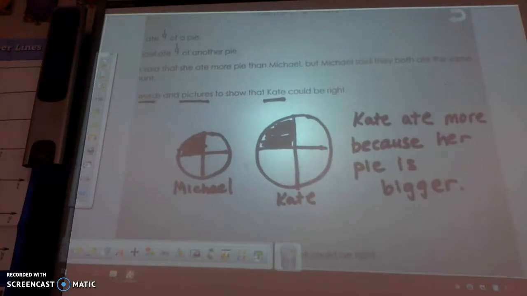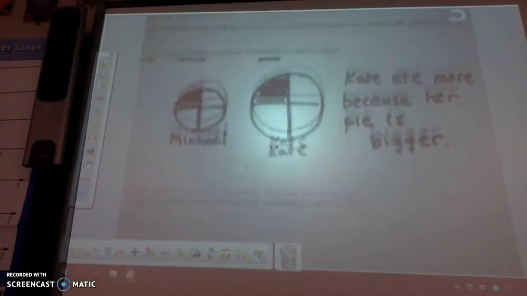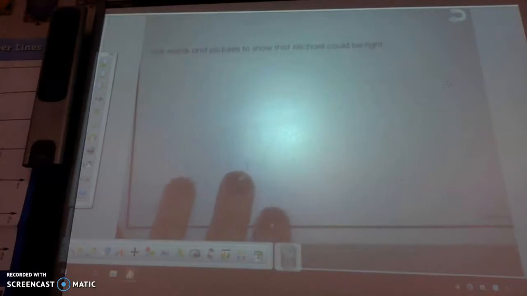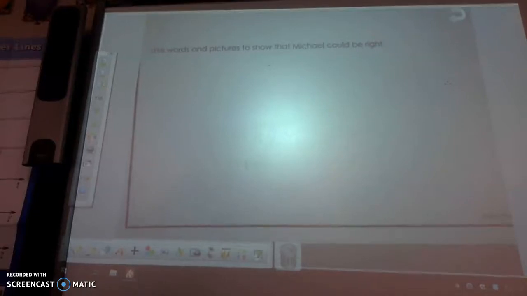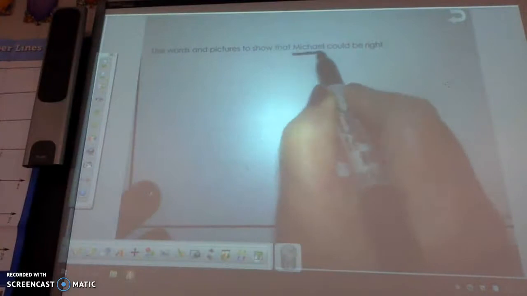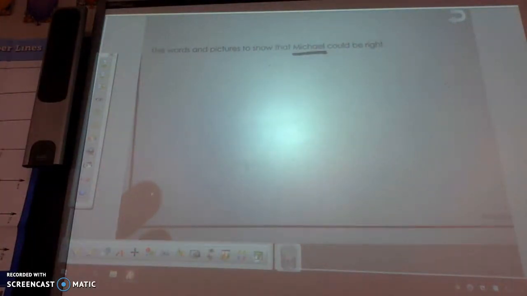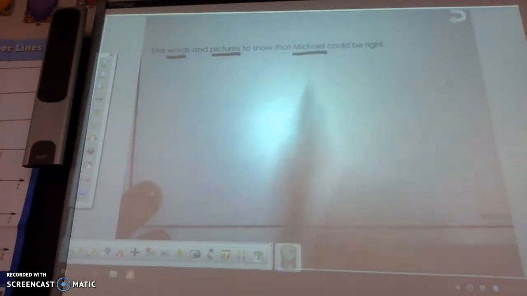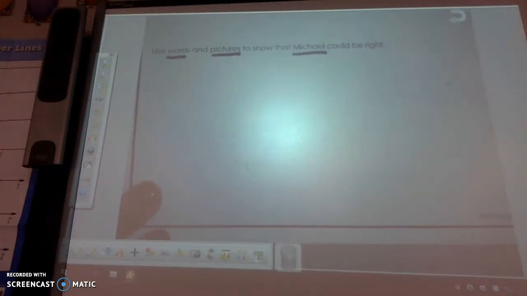Now, the next part of this question is at the bottom here. So I'm going to move this up. I'm just going to check right here on my screen to make sure that you can still see it. What it says here is use words and pictures to show that Michael could be right. So now we're going to do the same thing, but we're going to show that Michael said they ate the same amount. We're going to prove with pictures and with words that Michael is right.